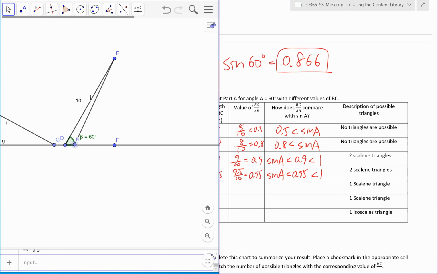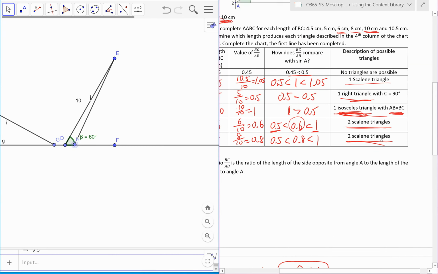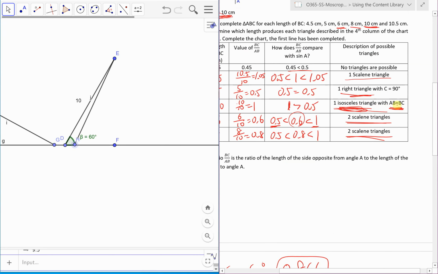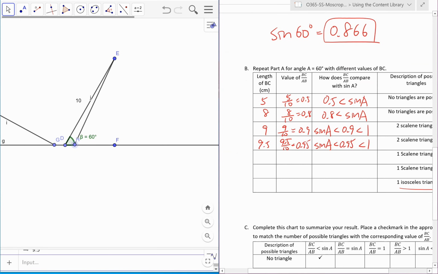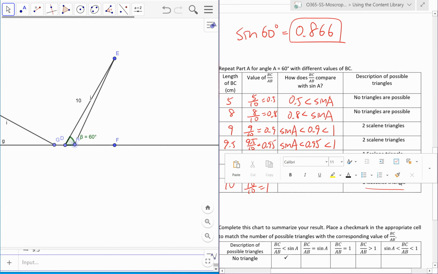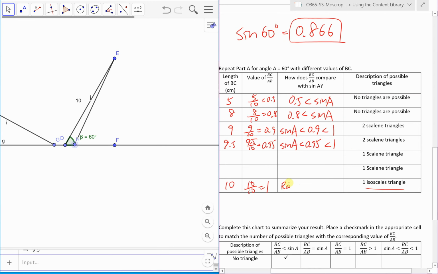Before we do these two, I'm going to look at the isosceles triangle. In the previous example, we can have one isosceles triangle if AB and BC are the same. I think this is going to be the same, because obviously if AB and BC are the same, it's going to be isosceles. The ratio is just 1. Ratio is 1, therefore it has to be isosceles because you would have 2 equal side lengths.